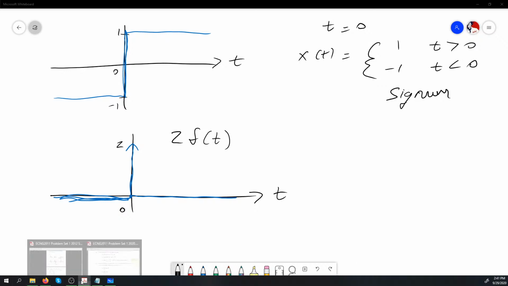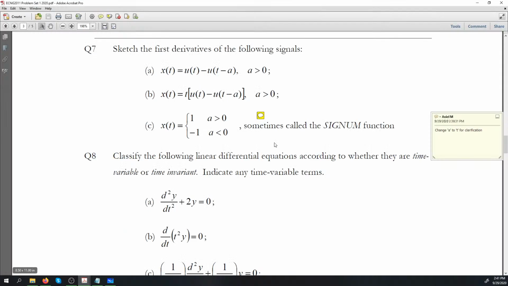Parts A and B, let's check back. No. For parts A and B, these A values here are correct. For part C here, this is actually going to be t more than 0 and t less than 0. So parts A and B are correct, just part C here. It's just only for part C that it needs to change. This is the only error here in the problem set.